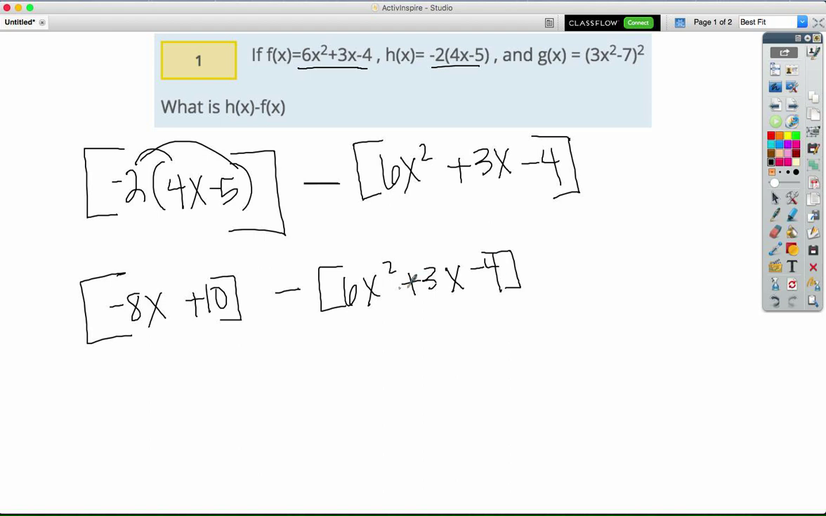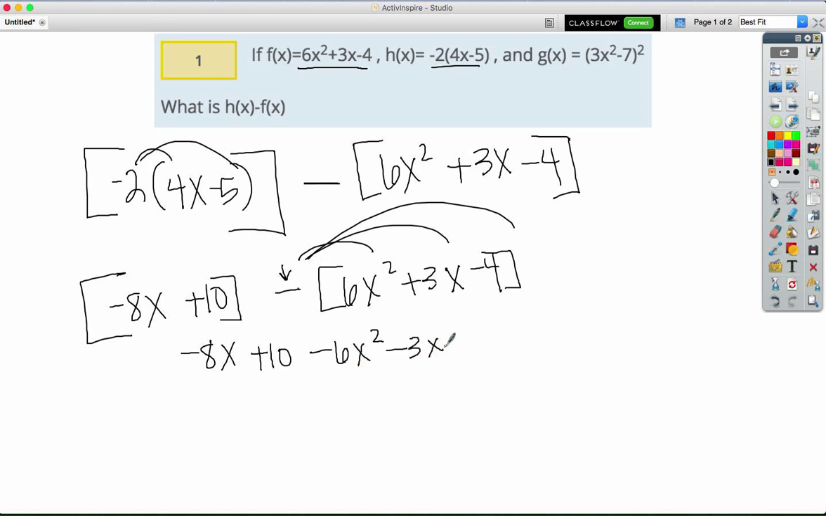Now that they're both cleaned up within each function itself, I can now proceed to subtract. I know that it's because I'm subtracting instead of adding. I have to remember that this minus goes to all three terms in the second function. So we're really looking at negative 8x plus 10 minus 6x squared minus 3x plus 4.